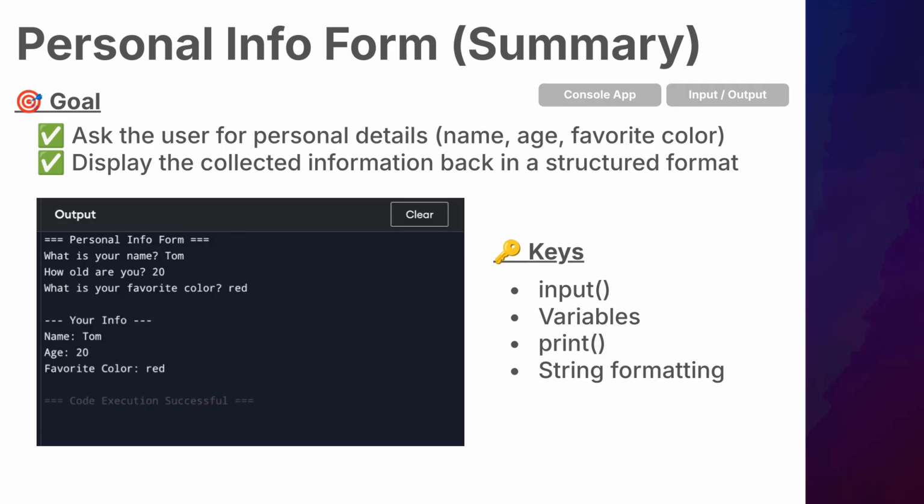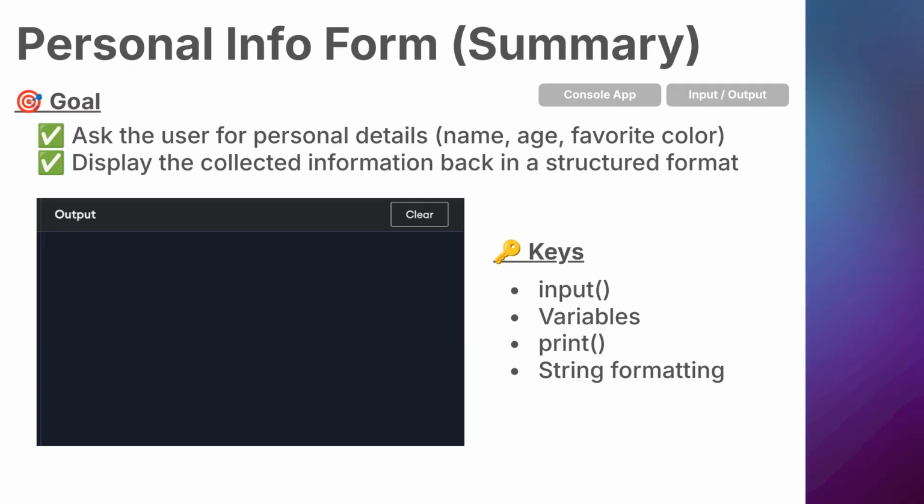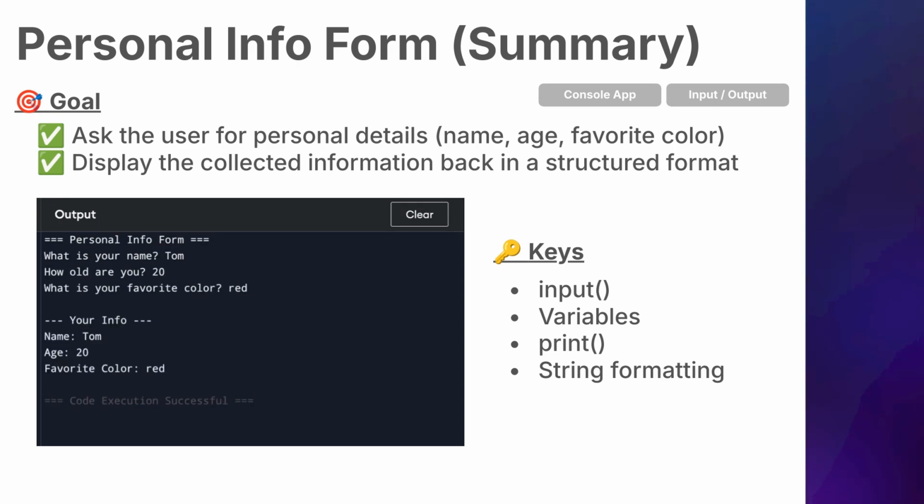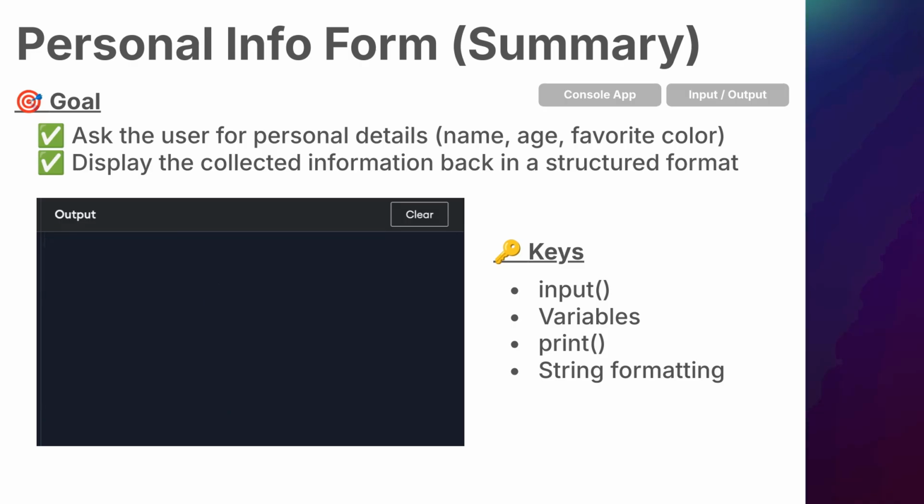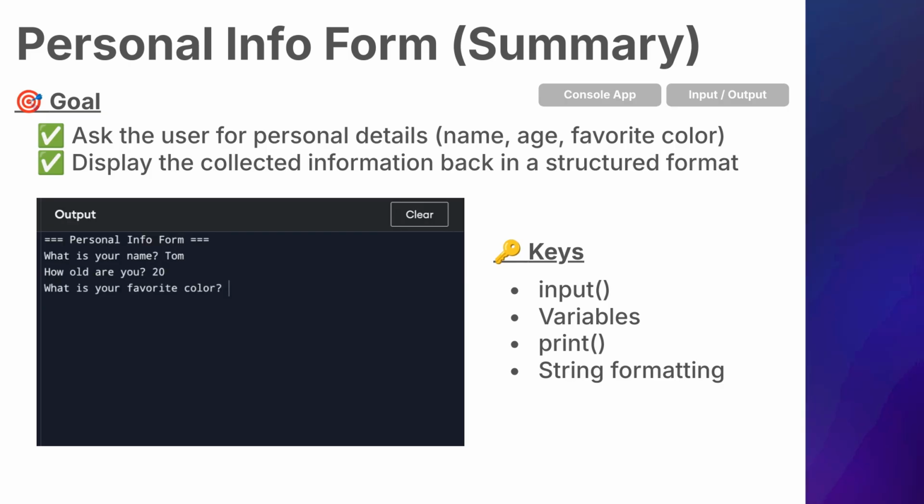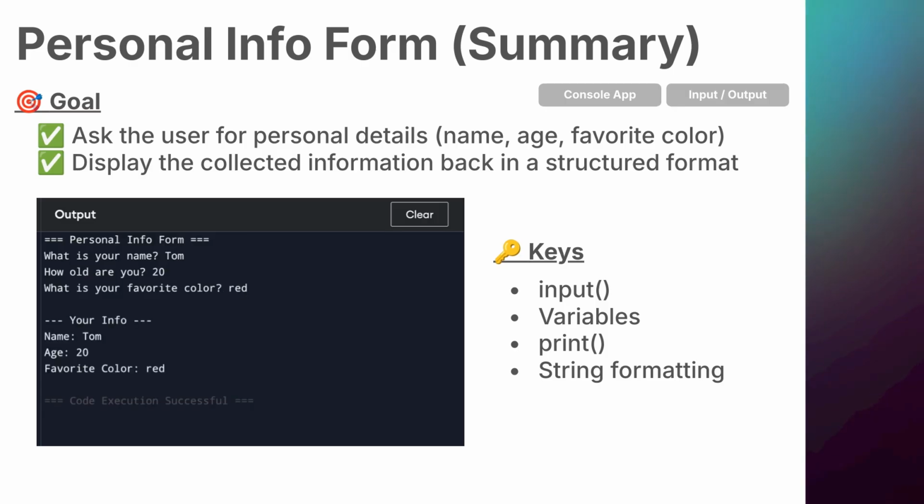You practiced using the input function to gather information from the user, storing that information in variables, and using the print function to display it back in a structured way. You also saw how string formatting can make your output more readable, and how wrapping your code inside a function keeps it organized. This project is a great first step toward building interactive programs. Try changing the prompts or adding more questions to make it your own.